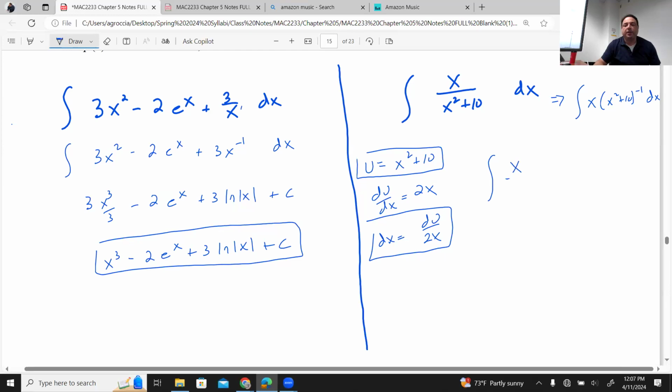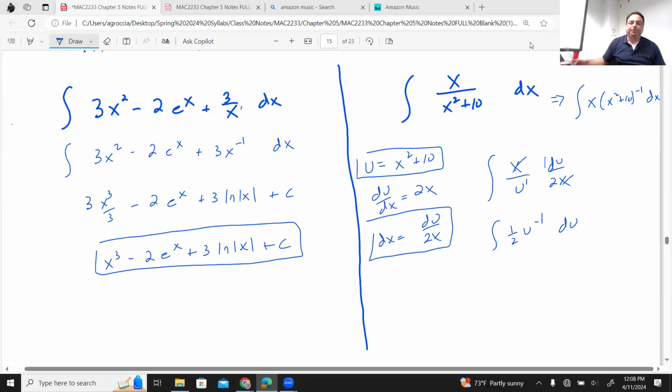So this will be x over u, dx becomes du over 2x, but be careful. Am I left with 2 or 1/2? There's a 1 over 2, so that's 1/2. X divided by x simplifies, and then this is u to the 1, so it moves up, u to the negative 1. Okay, I haven't taken the integral yet. I just did the u substitution. I haven't taken the integral yet. I'll pause and give you a chance.